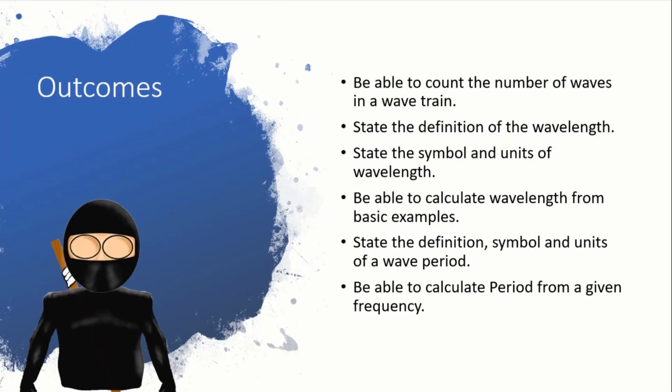So in this video, we've covered a few things, but by now you should be able to count the number of waves in a wave train. You should know that the wavelength is the length of one wave, or the distance from one part of a wave to the same part on the next wave. The symbol for wavelength is lambda, and is measured in meters. We've been through examples on how to calculate wavelength. The wave period is the time taken for one wave, represented by the symbol capital T and measured in seconds. And finally, we've gone through an example on how to calculate the period from a given frequency.